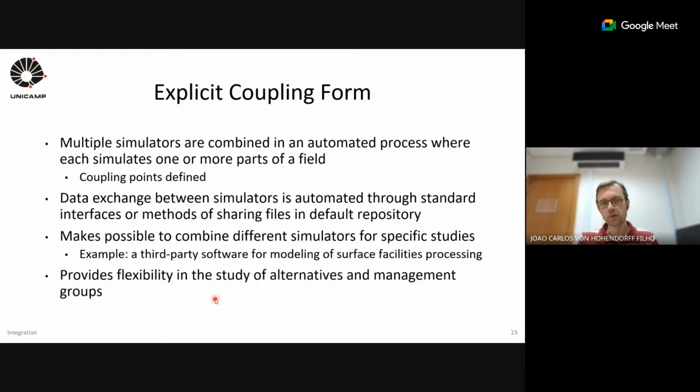It's something new in the industry: the integration with proxies, which are mathematical models, simpler models that represent the behavior of a huge model.